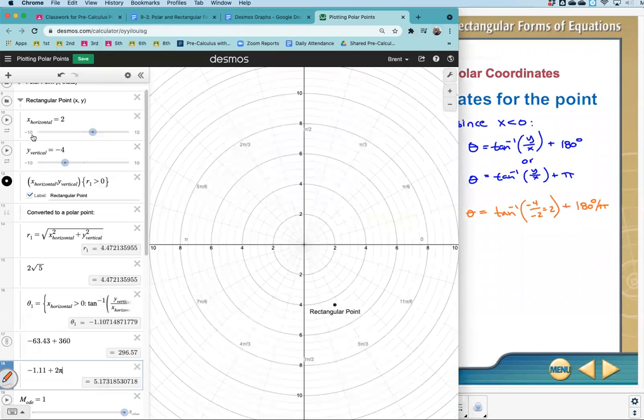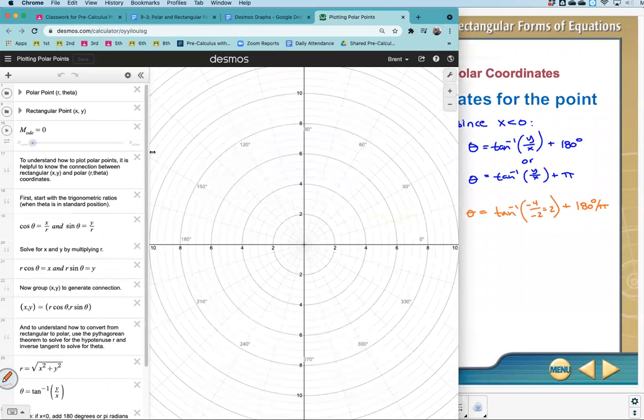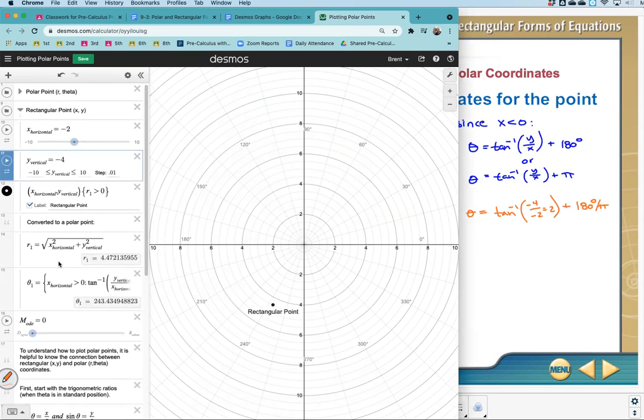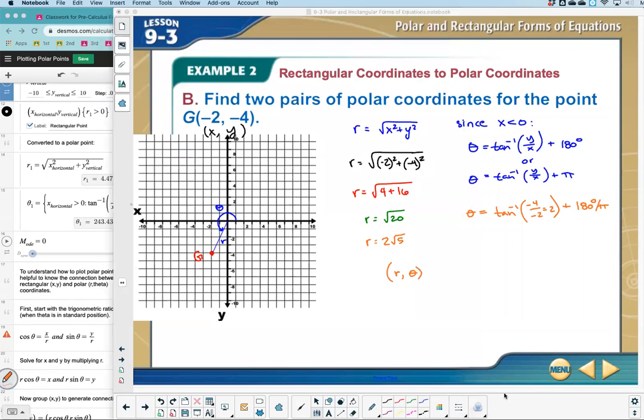I'm going to go to the calculator. I'll refresh this. We will work in degrees first, because when I refresh it, that's the mode it's standard in. And so we'll go rectangular. It was 2 to the left and 4 down. There was the point. It gave us that same value that we found earlier, 2 square roots of 5. The angle it lists is 243.43.